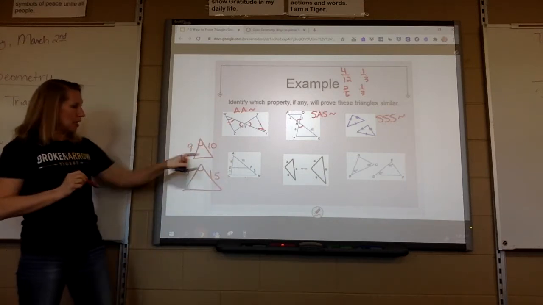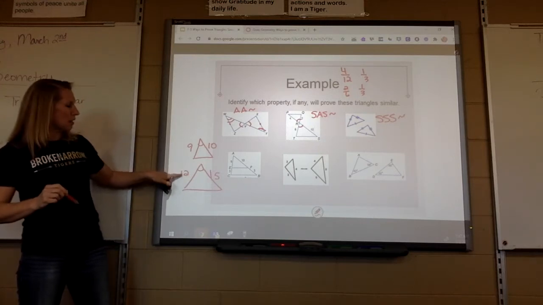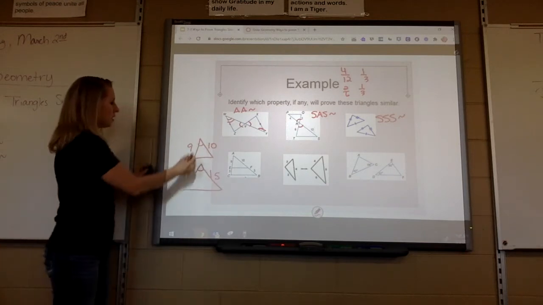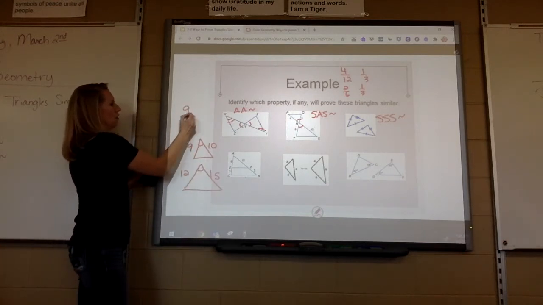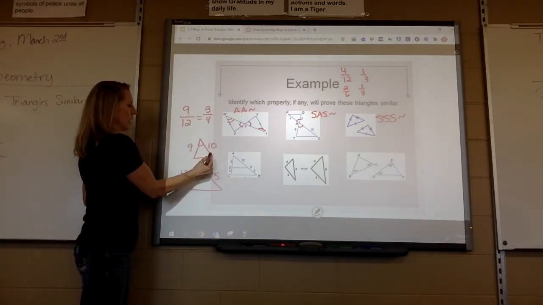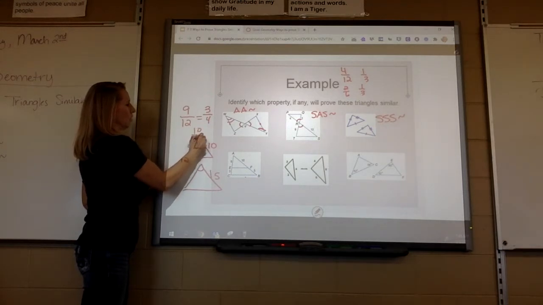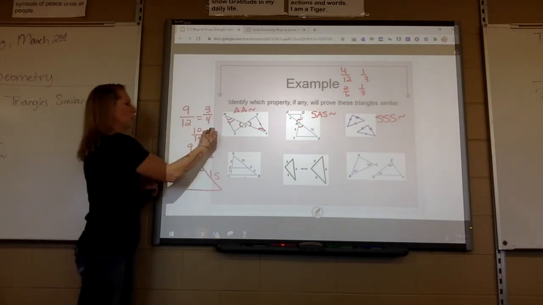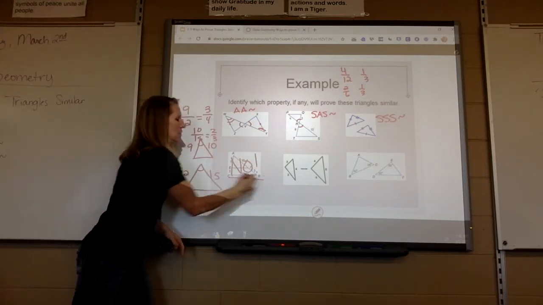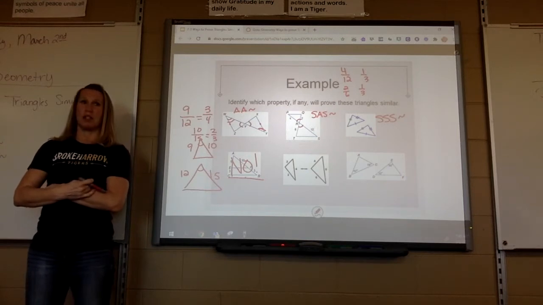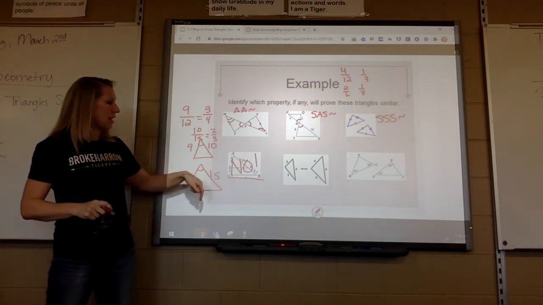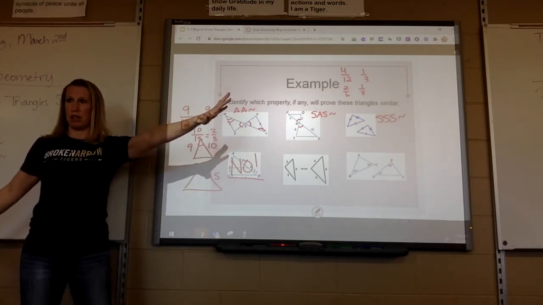So I'm going to see if I could prove these triangles similar by side, angle, side, but I have to make sure that the sides are proportional. So 9 would correspond with 12. What does that reduce to? 3/4. 10 corresponds with 15. What's that reduced to? 2/3. Are those the same? No. Those are not similar. So you have to check and make sure the sides reduce to the same thing. If you have a triangle inside another, redraw them separated from each other.